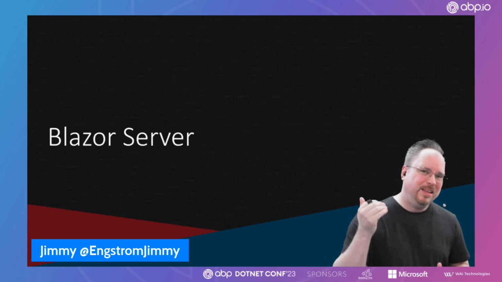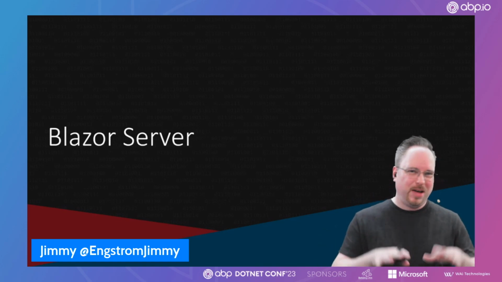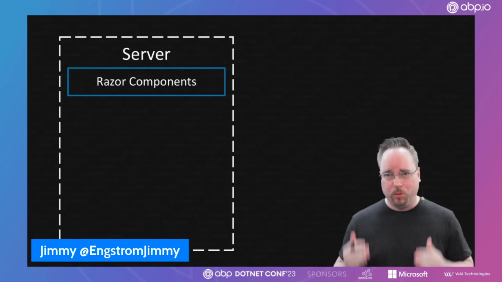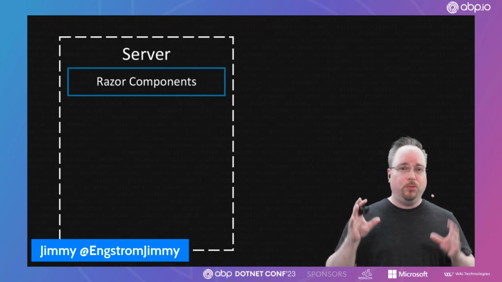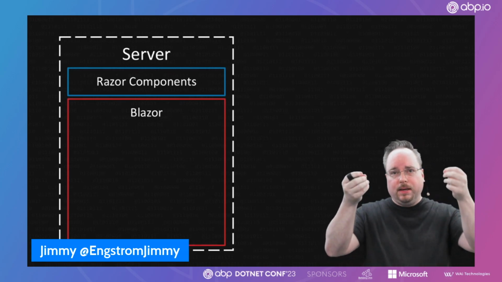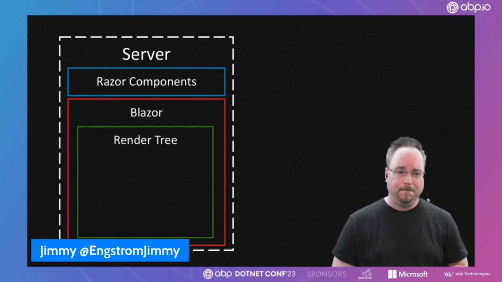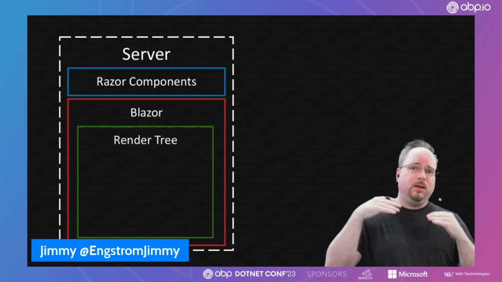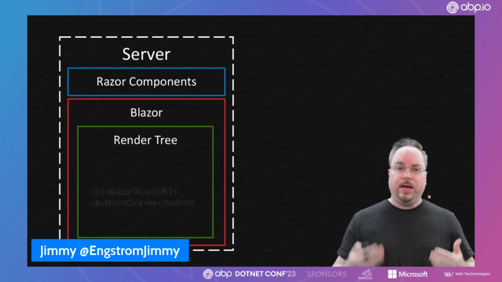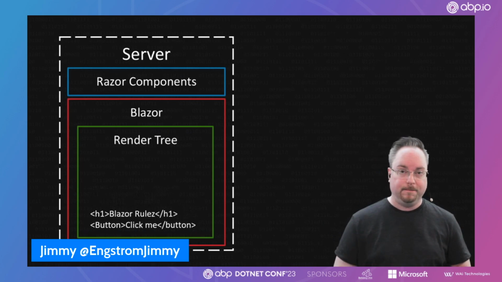But let's dive into Blazor Server so we get the same understanding of how everything works underneath. What is actually happening when we're running Blazor Server is that we're running Razor components. Those Razor components are then consumed by Blazor itself, and Blazor creates a render tree. So whatever the Razor components are rendering, Blazor is creating a render tree of that. Let's say that we have an H1 and a button in this case.